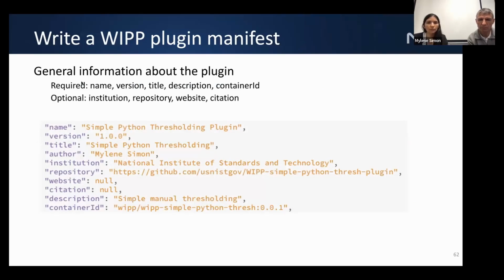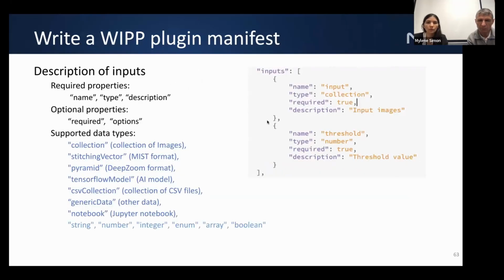So we looked at the structure of a plugin manifest. Let's look a bit more into detail. So this is the metadata where you specify name, version, description, and the name of the Docker image to use. Inputs. So here we have two inputs. Some of the data types that we support: Collection, this is a keyword for a collection of images. Stitching vector, this is for the MIST format of stitching vectors. Pyramid, TensorFlow model, this is actually for any AI model, just that we started with TensorFlow.